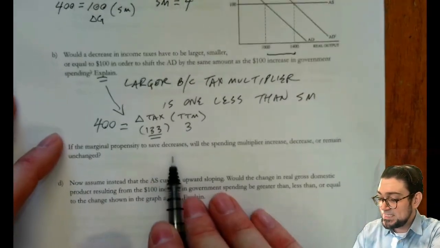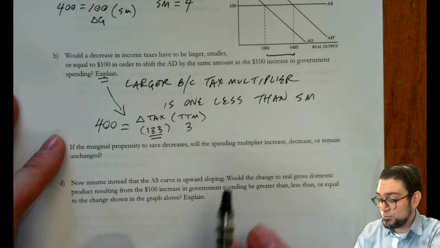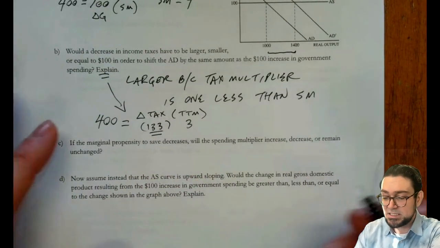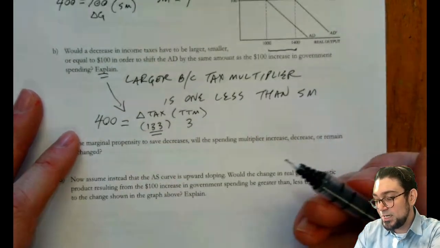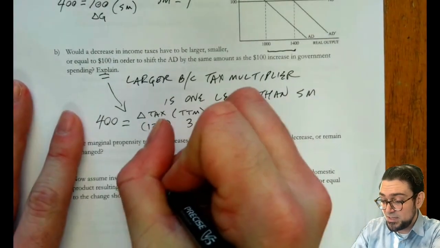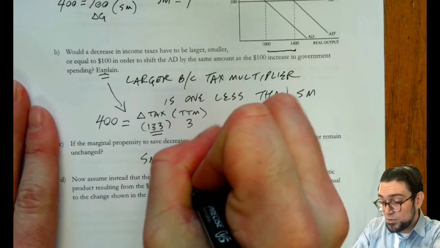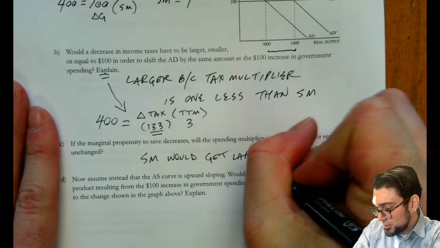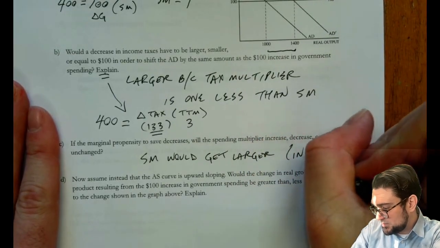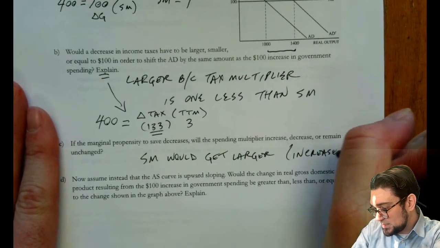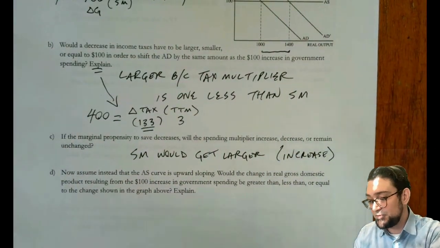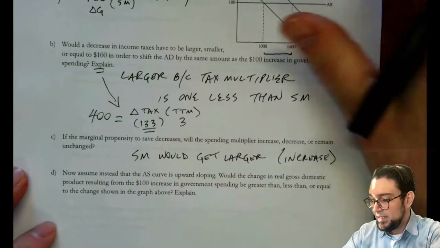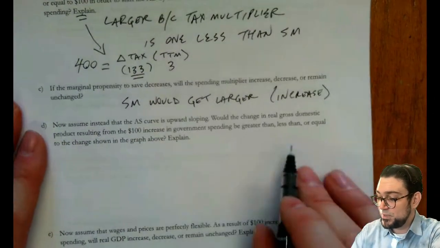If the marginal propensity to save decreases, will the multiplier increase, decrease, or remain unchanged? This was a question from the practice set. If people are spending more of their income, then we know that the spending multiplier would get larger, right? It would be larger, or increase. And again, that's really just because the spending multiplier is 1 over the MPS, and so that's going to make that multiplier effect larger.